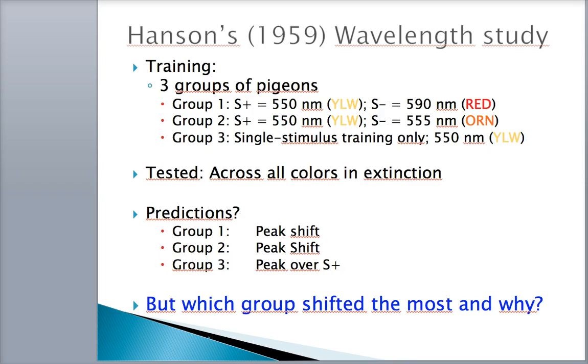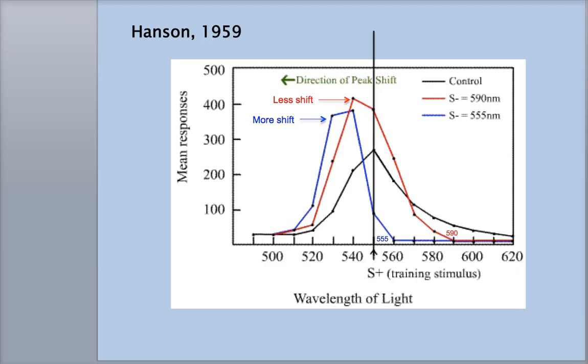So here's the results. And you'll notice that the black line here across the bottom, that's our control group, peak over the S plus, just as we predicted. Both of the other groups have peaks to the left of the S plus because their S minus stimuli, the 555 and the 590, are on this side of the color spectrum, so they shift in the direction opposite the S minus.